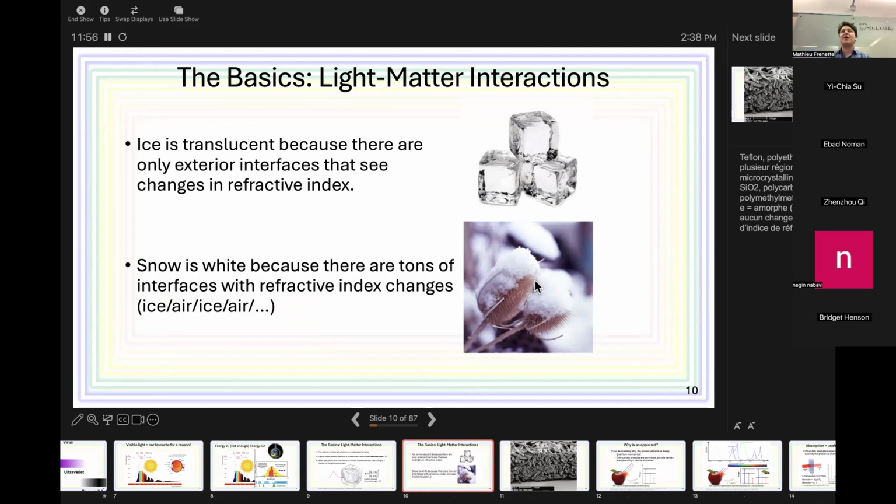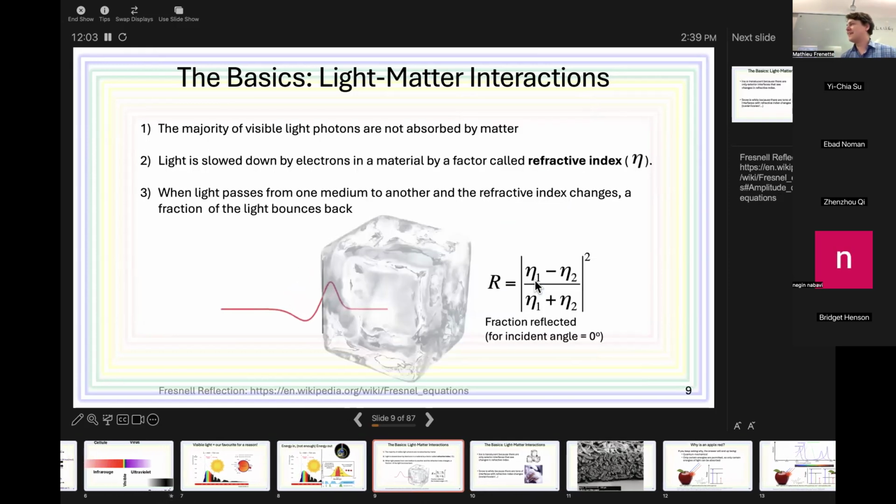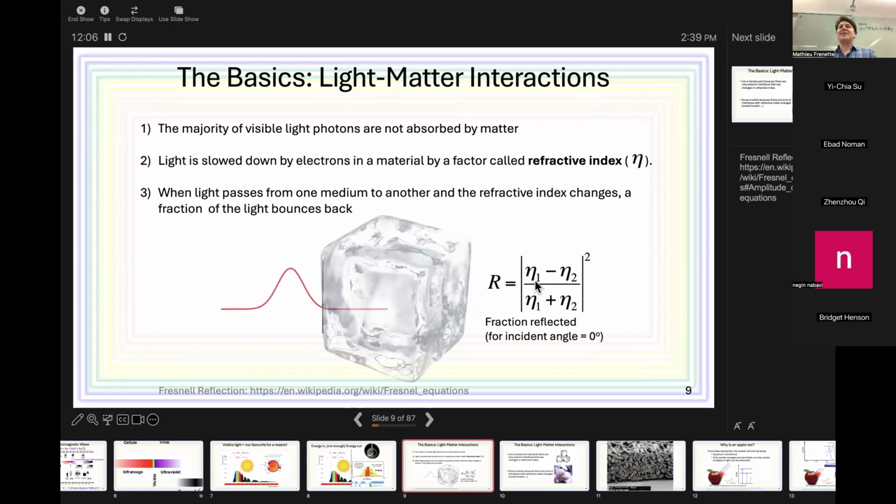Does anyone know why that would be? Why is Teflon white and polymethyl methacrylate transparent? It's related to this one. The same molecules, right? So it just happens. What happened is PMMA is an amorphous polymer, so there's no change in refractive index. It's the same refractive index all over, but Teflon has crystalline regions, amorphous regions, crystalline regions, and those changes in refractive index make it so that there's light that bounces back every time. So Teflon is extremely white, and the reason is because you have changes in refractive index within the material. So this formula explains a bunch of stuff.